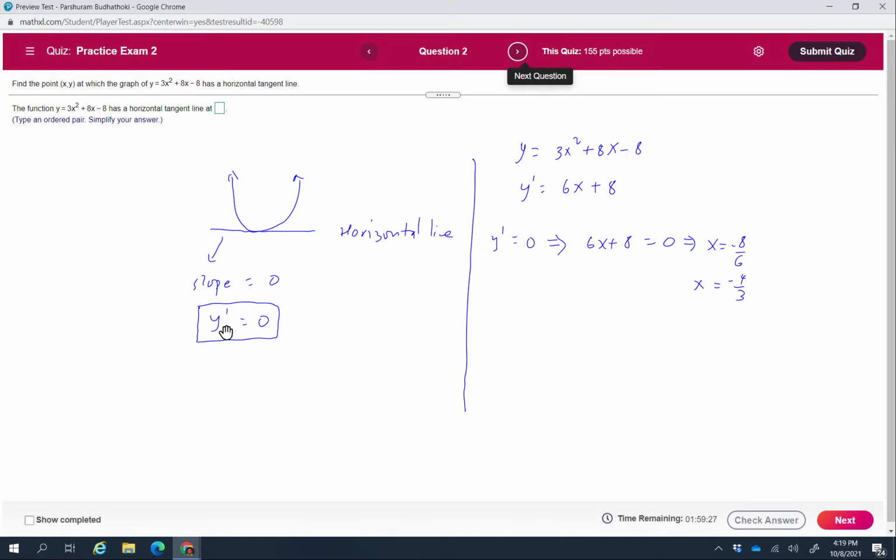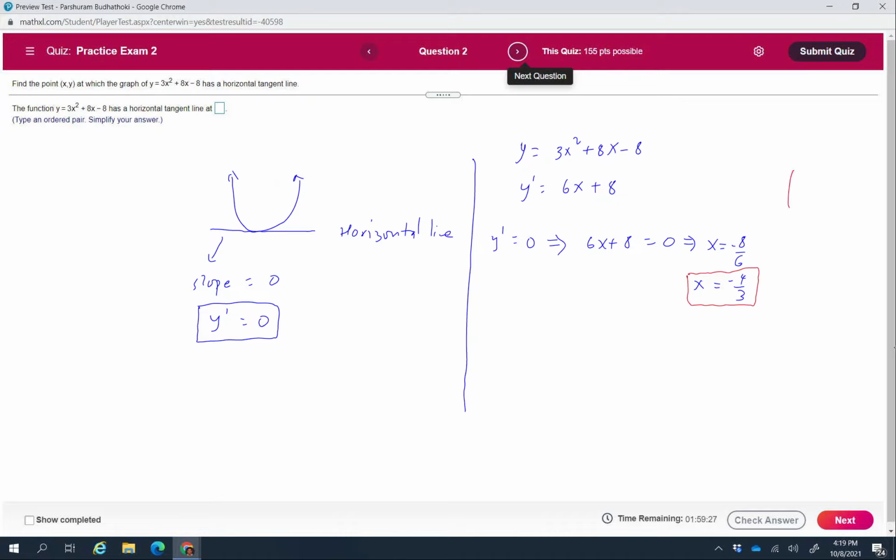So now, because we are looking for the horizontal tangent line, this slope should be 0, and that means 6x plus 8 should be 0. And to solve for x, we just have to bring this 8 to the right side and then divide both sides by 6. So eventually this is a point where the slope of the tangent line on this graph is 0. So that is the point x equals -4/3. That is just the x coordinate of the point.